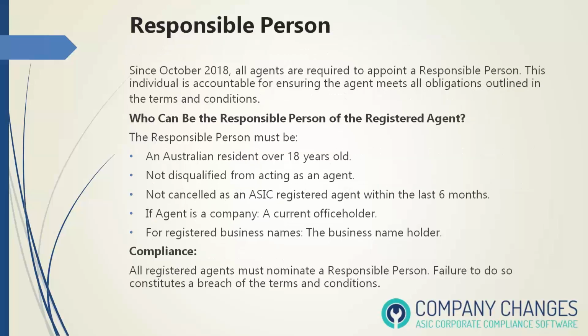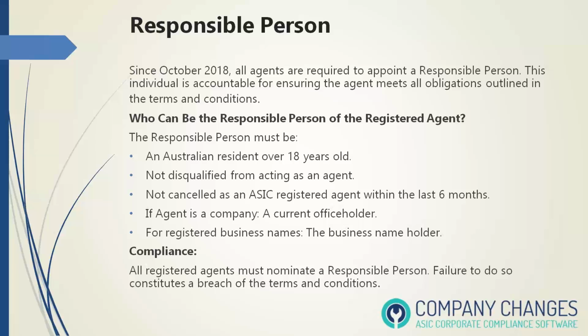Keeping your information current ensures that ASIC can contact you when necessary and that you receive all relevant communications in a timely manner. Now, as an ASIC registered agent, that is a company or an entity that has a registered business name, you must appoint an individual to act as a responsible person on its behalf. The responsible person is accountable for the performance of all ASIC registered agents' obligations under the terms and conditions and under the ELP, the Electronic Lodgement Protocol.